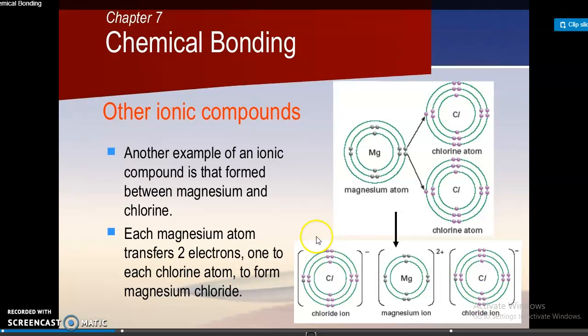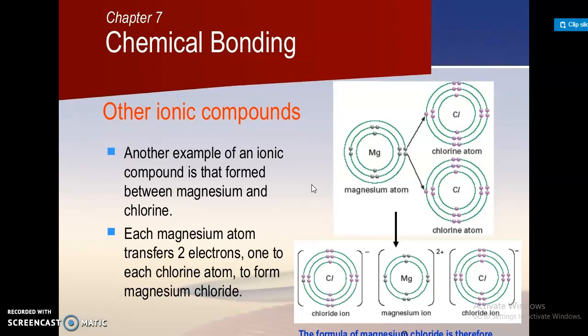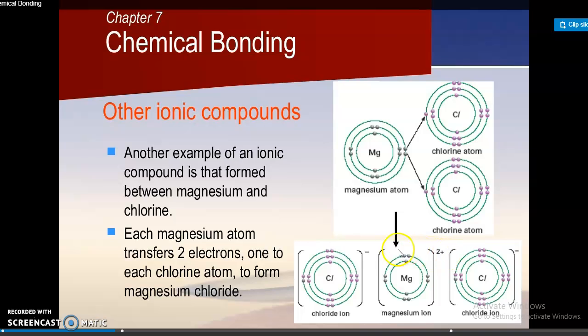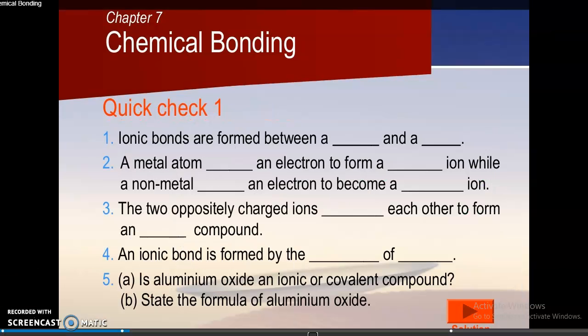Here is an example of another ionic compound. This is between magnesium metal and chlorine gas. Magnesium, a group 2 member, can lose outermost 2 electrons, changes into Mg2+, and each chlorine atom gains 1 electron from this magnesium and changes into chloride ion. In this way, there is the formation of magnesium chloride.